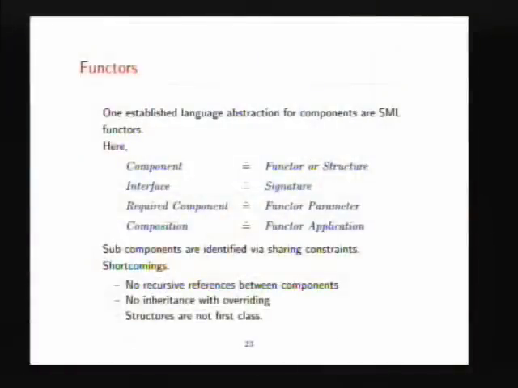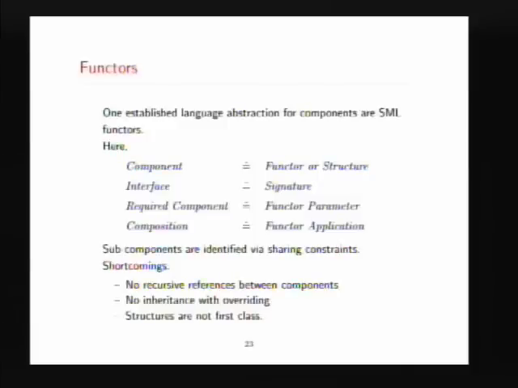So what's the functor idea? A component is a structure, which is just ML's way of saying a module. But if it depends on other components, then it would be a functor, which is essentially a function from modules to modules. An interface of a component, the ML people just call it a signature. A required component then is a parameter to that functor. And composition is application of the functor to some arguments. So that's what they do.